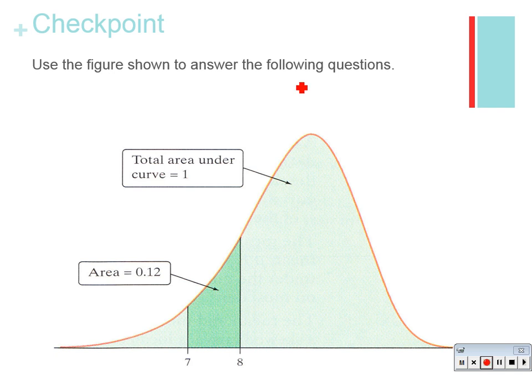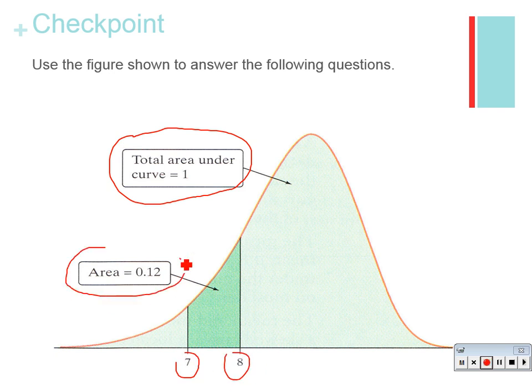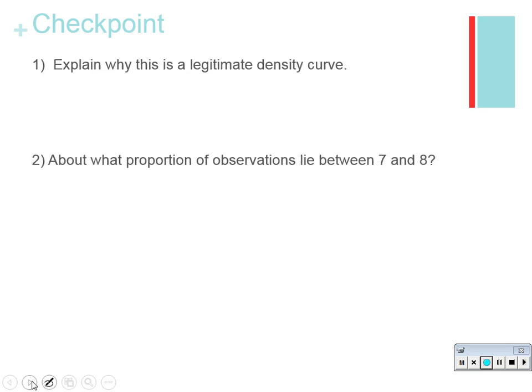So here's an example of a density curve, and I want you to pause this now and take a few moments to answer some questions about this particular curve. If you notice here, the total area under the curve is 1. And what we did was section off a portion of this curve, and the area of the curve between these values, 7 and 8, is approximately 0.12. So the questions ask you, explain why this is a legitimate density curve, and about what proportion of observations lie between 7 and 8. So take a moment and see what you can answer with these checkpoint questions on your own.